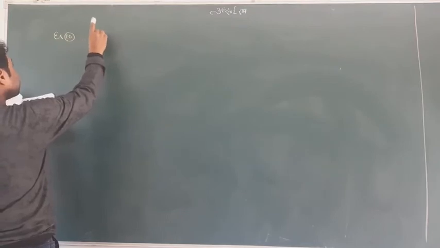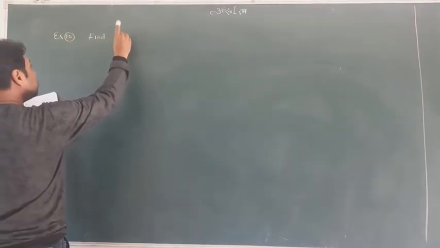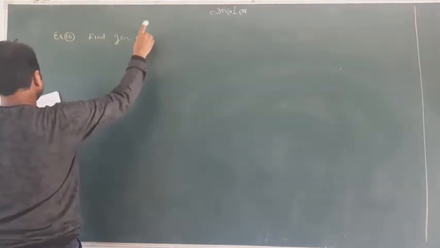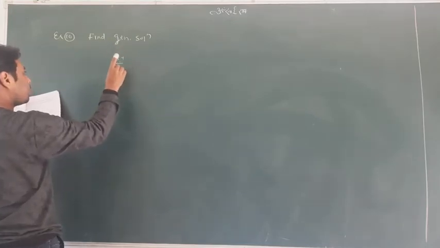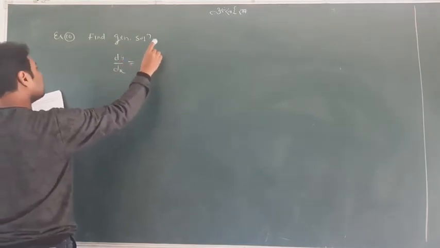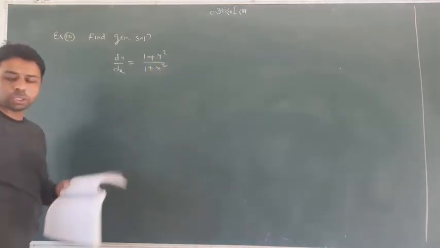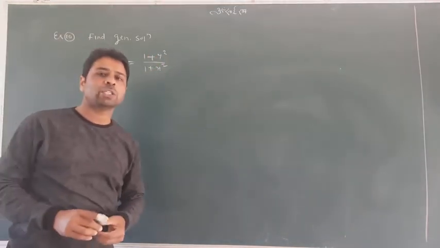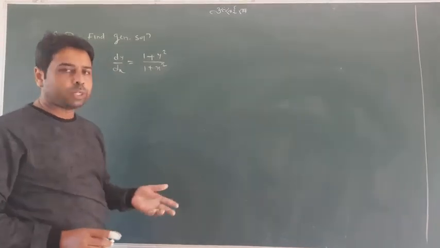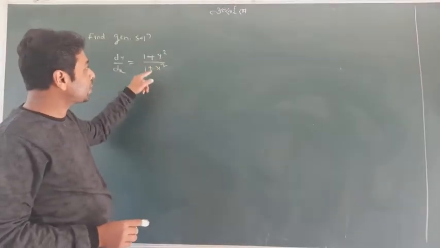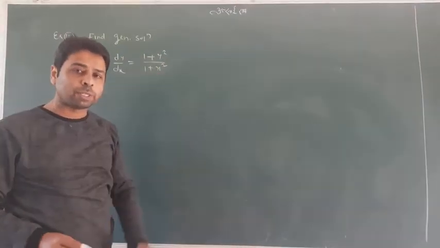Find the general solution of dy by dx is equal to (1 plus y square) upon (1 plus x square). So this is a differential equation. We want its solution. You know the method: the terms of y and the terms of x are in division, so we will use the variable separable method.